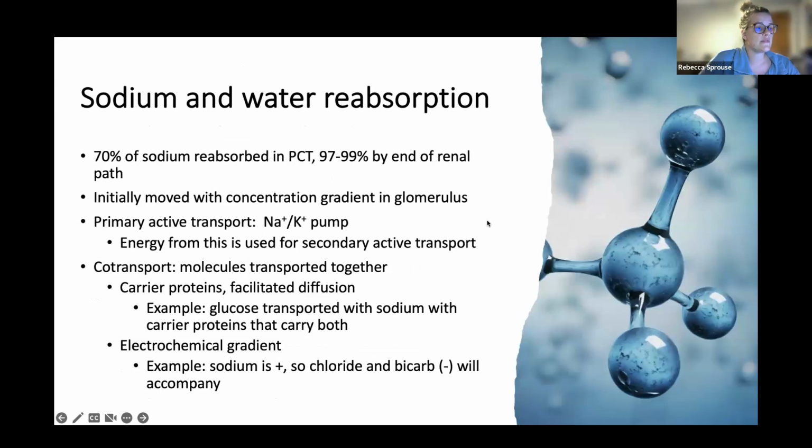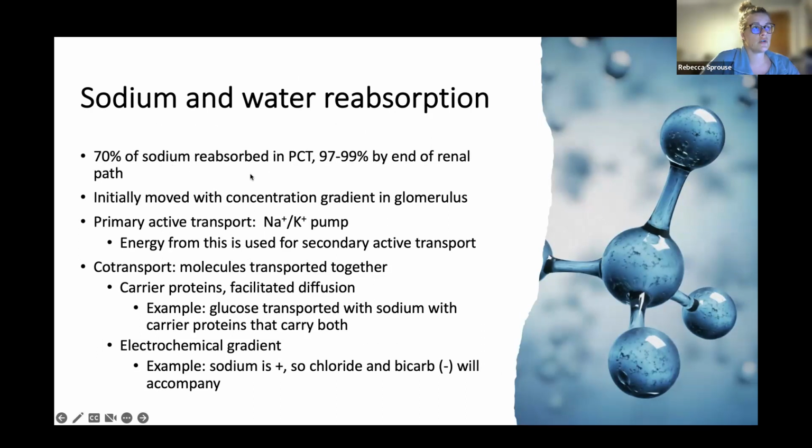About 70% of sodium is reabsorbed in the proximal convoluted tubule. So let's just say most of that is filtered in the glomerulus. About 70% will actually go back into the bloodstream right away, and 97 to 99% by the end of the nephron. So we retain most of the sodium.